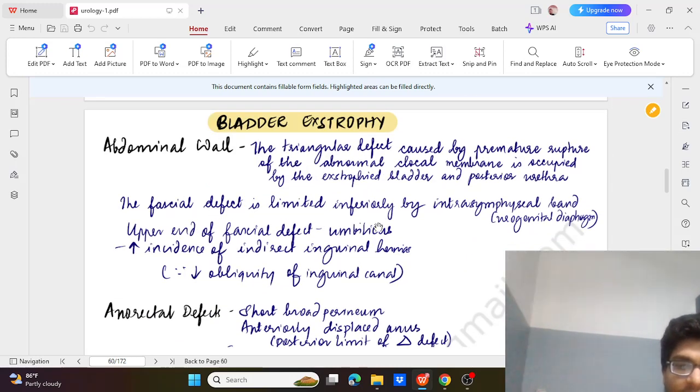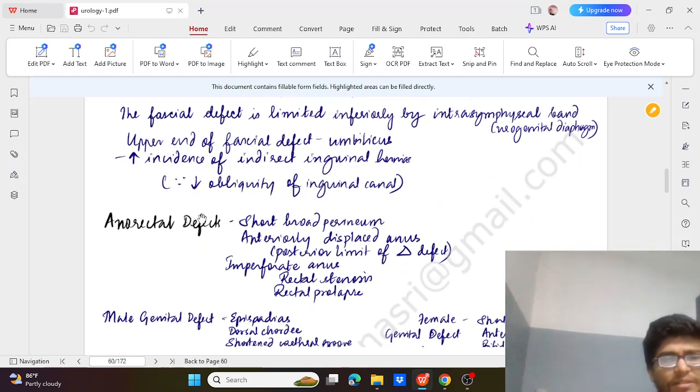The fascial defect is limited inferiorly by intrasymphyseal band or the urogenital diaphragm. Upper end of the fascial defect is up to umbilicus, and there is increased incidence of indirect inguinal hernias due to decrease in the obliquity of the inguinal canal. Then they also have anorectal defects in the form of short broad perineum, anteriorly displaced anus, and posterior limit of the anal defect.